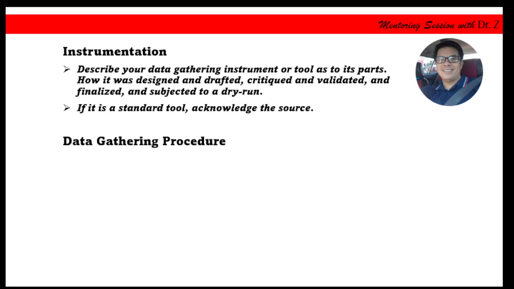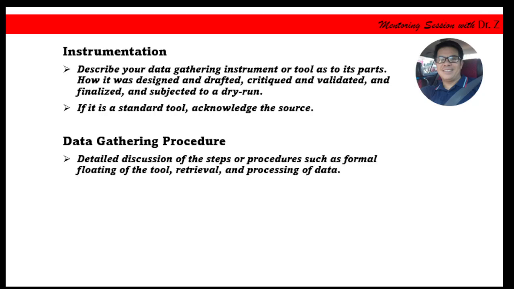And another is your data gathering procedure. Another item under chapter 3. So, data gathering procedure. So, here, the researcher must give a detailed discussion of the steps or procedures such as formal floating of the tool, retrieval, and processing of data, something like that.